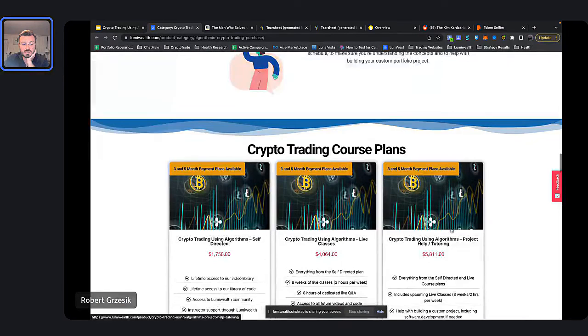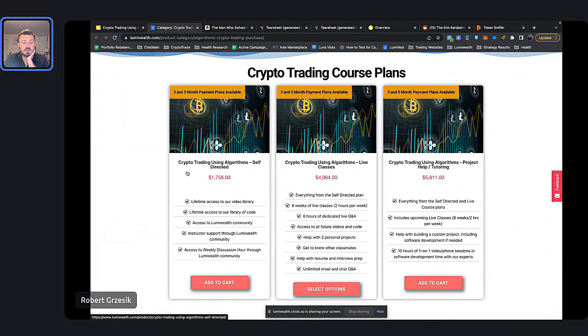Okay. Here are all those three plans here. So our self-directed plan is about $1,700, right? There's 3 and 5 month payment plans available if that's easier for you. Again, you get lifetime access to our videos. You get lifetime access to all of our code. You get access to our community, right? Our private community. The instructor, you can get some support, right? We do live support as well. And you get access to our weekly discussion hour as well.